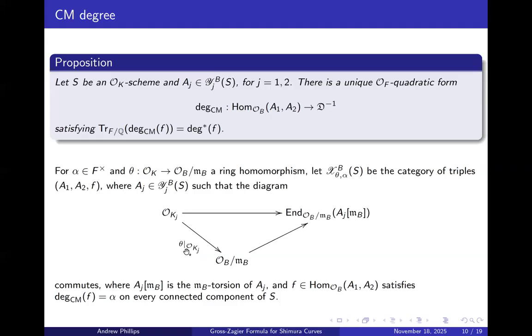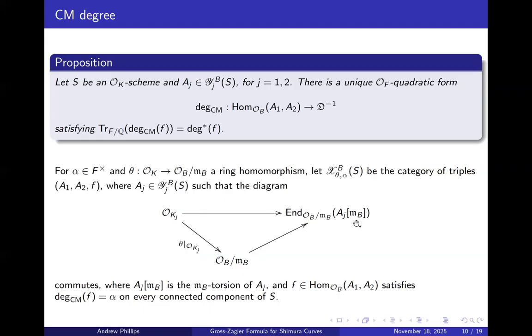Well, if you restrict theta to this OKJ, it gives a map from OKJ to OB mod MB. The first thing is, what is this bracket MB? This is just the MB torsion. It's like you define any kind of torsion on the abelian scheme. You can define it scheme-theoretically as the intersection of all the kernels of i(x) as x ranges over MB. So it's some finite flat commutative group scheme over the base.